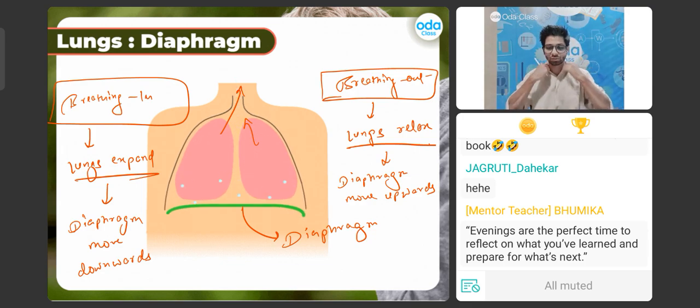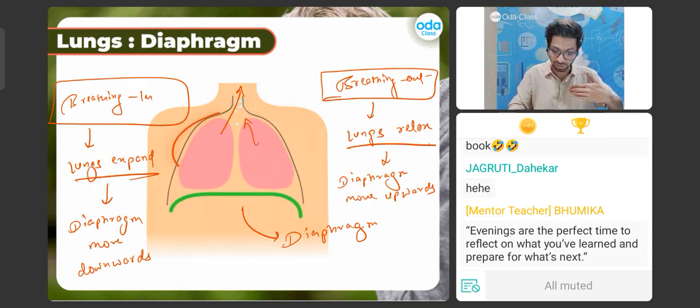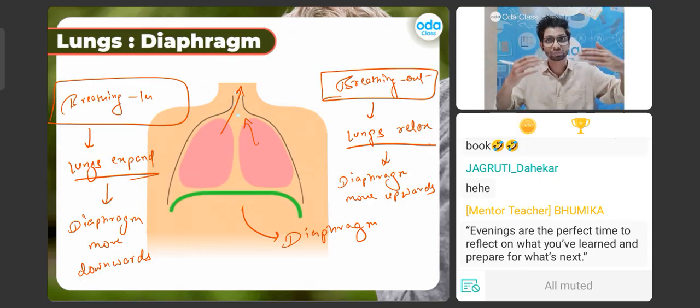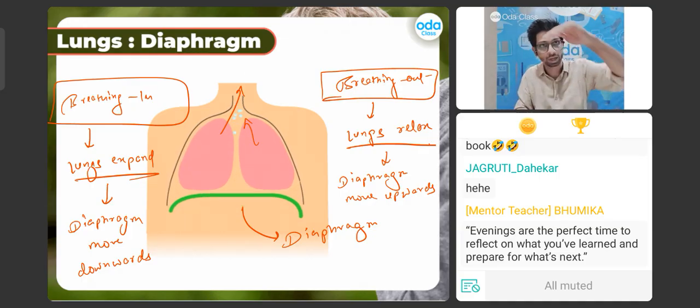So you can see the animation, what is happening. As you can see, whenever we are breathing in, when we take the air inside the body, our lungs are becoming bigger. The lungs are expanding. Because of that, this diaphragm is coming down. Okay, it is coming down.